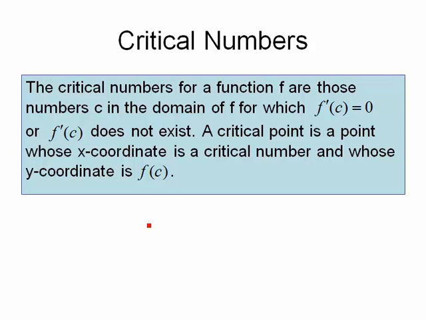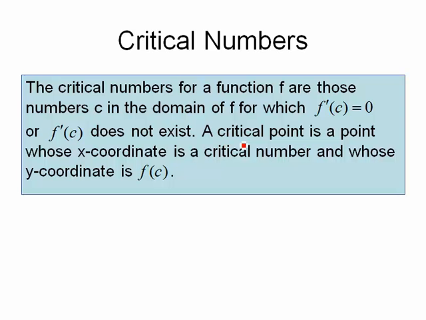Now, to help us use this test, we're going to talk about something called a critical number. What a critical number is, it's a place where the derivative is equal to 0. So if I can take the derivative and find a value for x, which we're going to call c, where the derivative is equal to 0 or it does not exist, then that's what we're going to call a critical point.